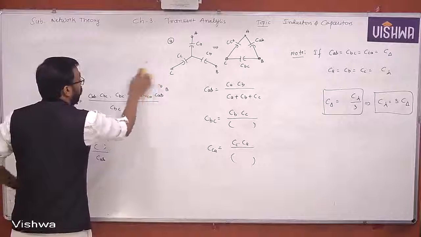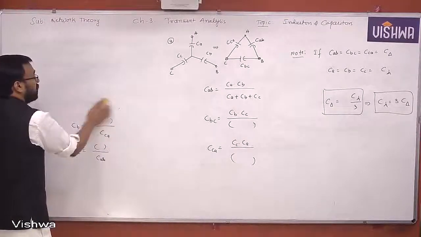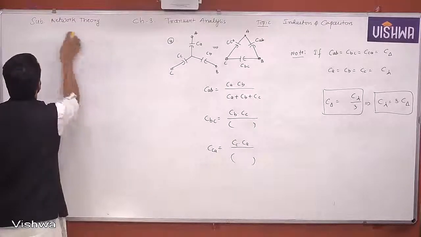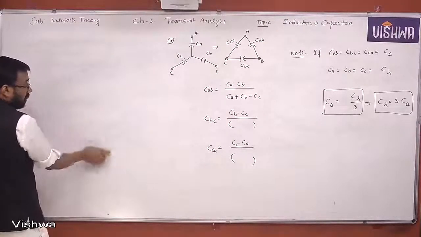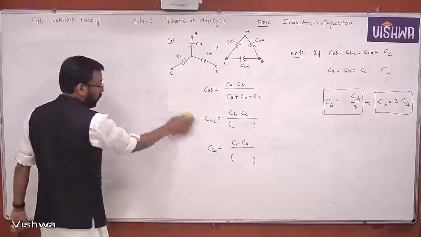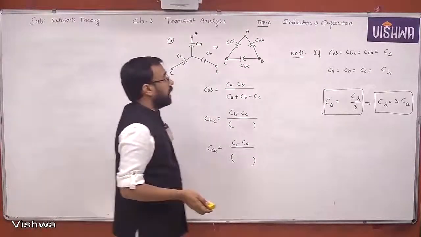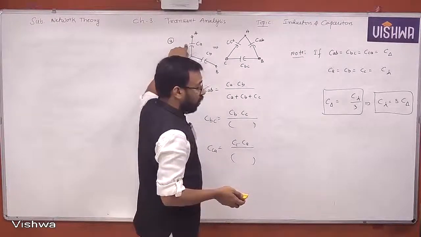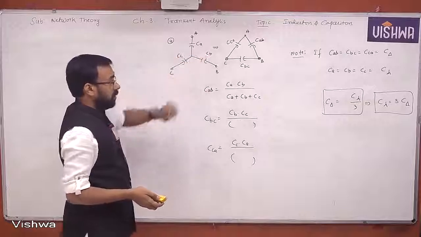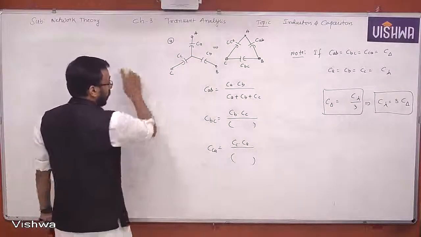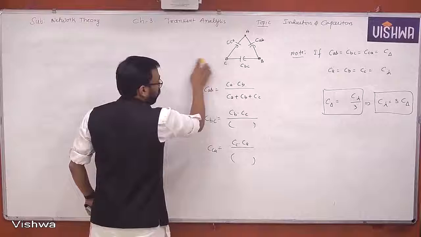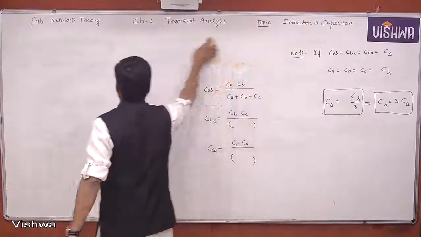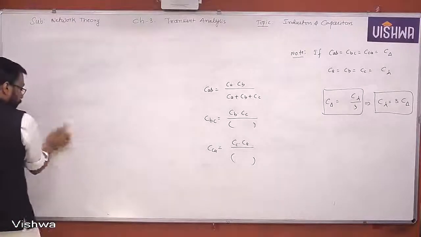Each element of the star equivalent of the capacitors is equal to 3 times the element value of the delta equivalent circuit. Yes or no? So it's very clear, we observed very clearly. So please quickly complete them. Then we can switch over to the topic.